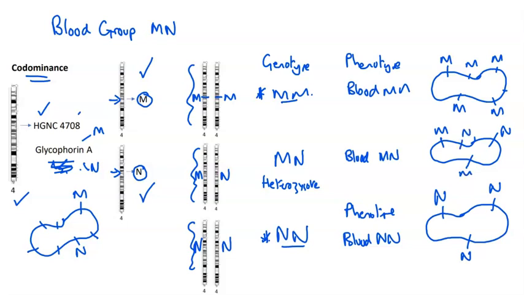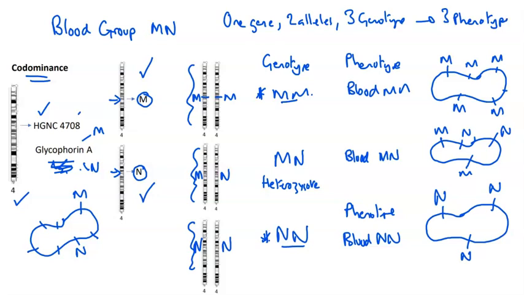And so in this particular example of codominance, we have one gene, we have two alleles, we have created 3 genotypes, and then we end up with 3 distinct phenotypes. And this is an example of codominance, where each of the alleles plays an equal role in the phenotype of the heterozygote.